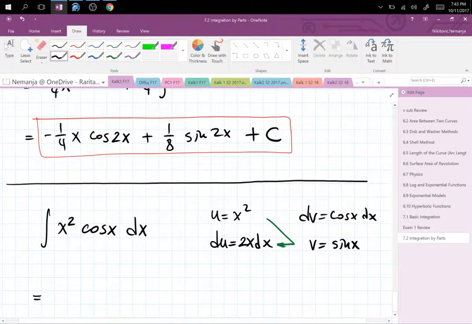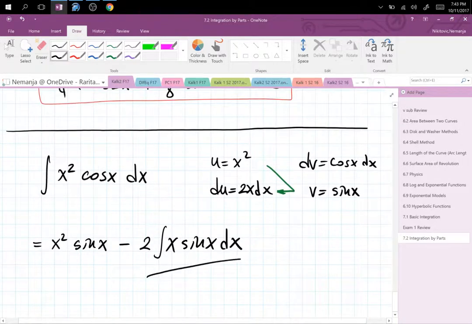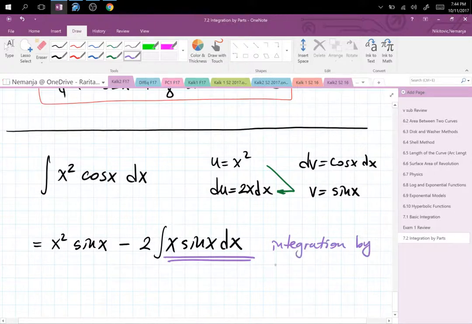So now this becomes x squared sine x minus 2 integral x sine x dx. And now you see that this one is like the first problem we did, right? This is our first problem. So I'm going to over here underline this and say integration by parts again.